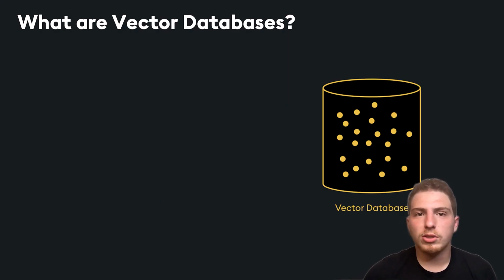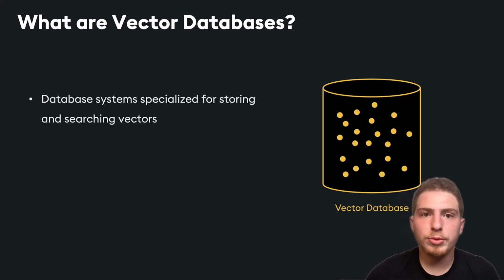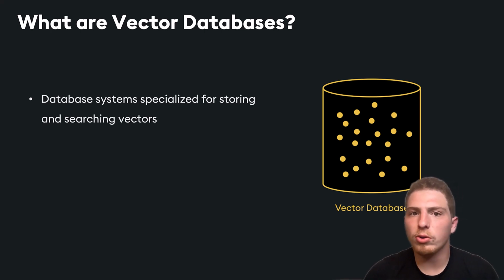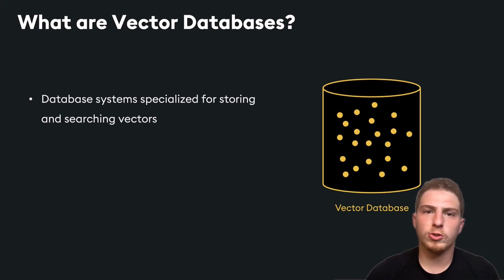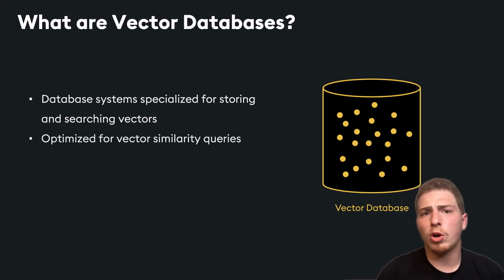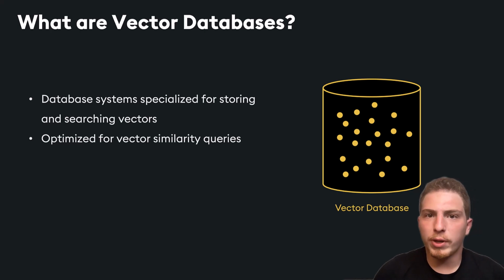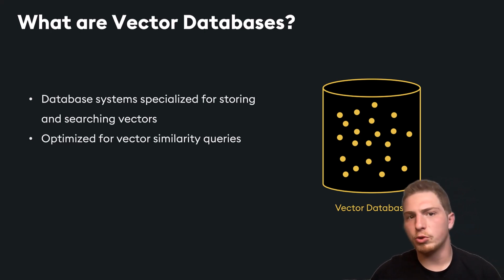So what are vector databases, and what are some of the problems that we see in-memory vector search libraries have that they solve? Well, vector databases are database systems specifically specialized for storing and searching vectors. Unlike traditional databases that specialize in storing text and numerical data, vector databases focus on storing high-dimensional vector data. These dimensions can be from a few hundred to thousands of dimensions. Vector databases are also optimized for vector similarity queries. This is used in recommendation systems and pattern recognition. They do this by using specialized indexing structures to optimize retrieval.